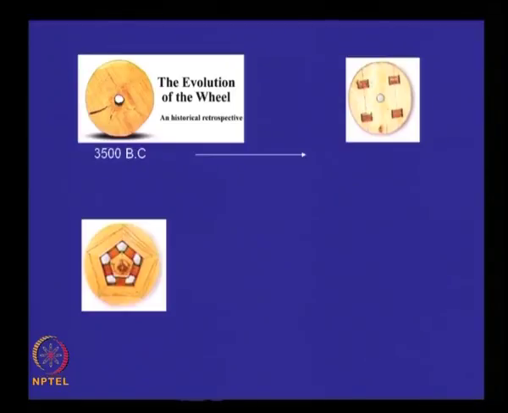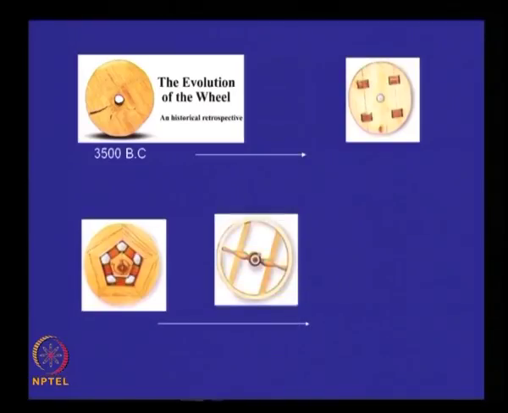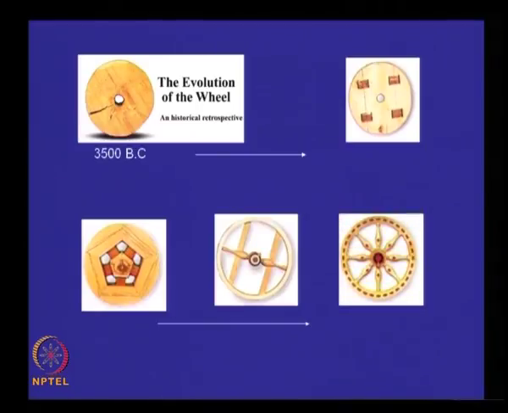And the subsequent development was towards reduction of the weight of the wheel further. This was attempted by removing certain portions of the wooden material at the middle and having a kind of a rim and spokes. And the final form of the wheel took this shape, which is similar to our conventional bullock cart wheel. This happened in 1500 BC.